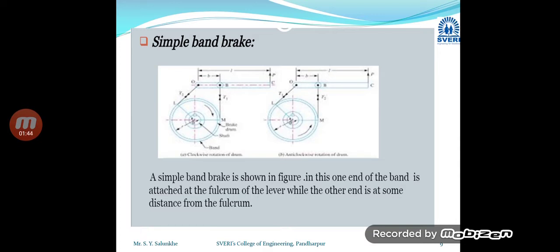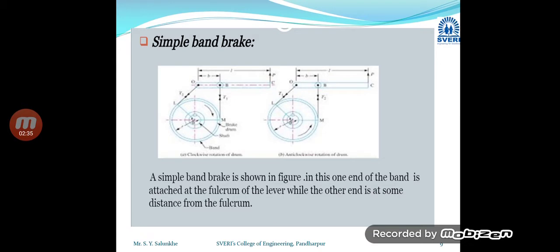As you can see in this diagram, one end is connected to the fulcrum, and the second end is connected to the lever. So always in a simple band brake, one end is connected to the fulcrum, and according to the application or size of the drum, the other end is connected to the lever. And where we need multiplication of the applied force, the length of the lever is calculated accordingly. Here this distance is important, that is L, the distance of the fulcrum from the applied force, whereas distance B is also important, that is the distance from the fulcrum to the point where the other end of the band is connected to the lever.